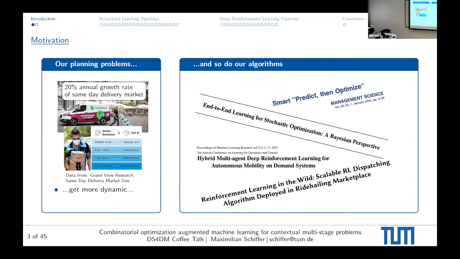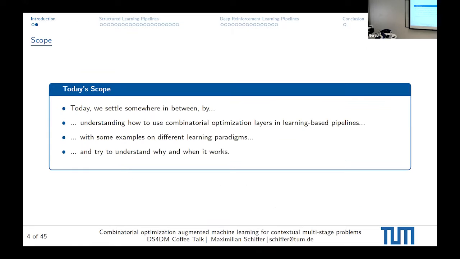And with this, we also see more dynamic algorithms, right? So I could put 20 more headlines. I just selected some. You see more end-to-end learning, predict and optimize, smart predict and optimize, reinforcement learning here, reinforcement learning there, structured learning here, structured learning there, right? So there's a huge interest in somehow leveraging learning to create better algorithms for those contextual multi-stage decision-making problems. And this is what I want to talk about today.